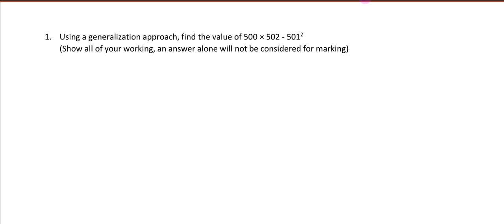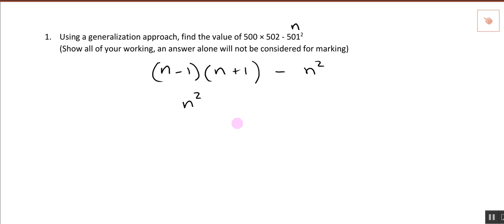Okay, so let me just redo this one. So we've got, what was it? What did I say? Make this one n. So we've got n minus 1 multiplied by n plus 1, minus n squared, comes out as n squared minus 1 minus n squared, which gives me -1.